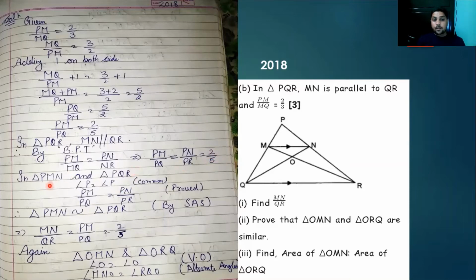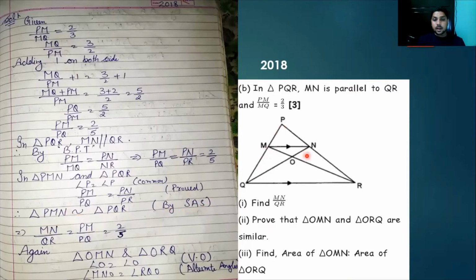Now comparing the triangle PMN and PQR, the smaller triangle and the larger triangle, angle P is again common. Then we have angle M and angle Q, both are equal because they are corresponding angles, so one angle is equal, and also PM upon PQ is equal to PN upon PR, which we have already proved here. That means triangles are similar by side angle side.